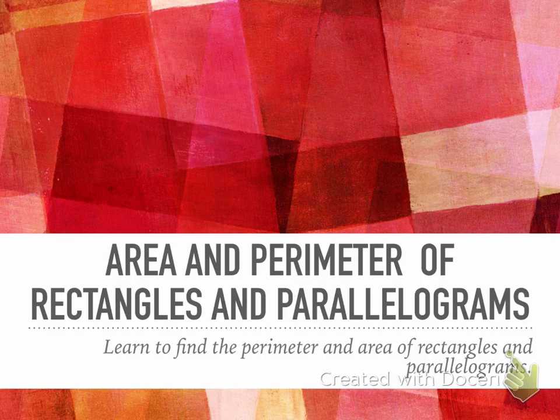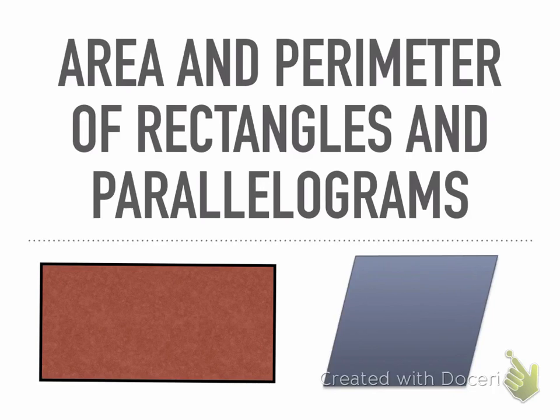Today's objective is that you will hopefully either remember or learn to find the perimeter and the area of rectangles and parallelograms. So area and perimeter of rectangles, rectangle being a shape that has four right angles and sides that are the same here and the same here. And then a parallelogram having equal sides here and here, and then congruent angles here and here.